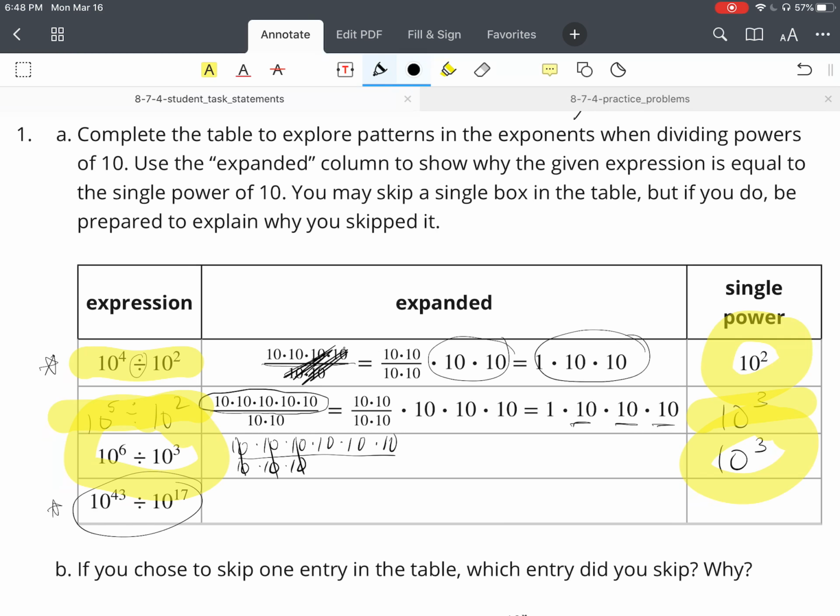So the question we want to ask ourselves, what is 43 minus 17? I'm a math nerd. I can tell you that's equal to 26. Because 17 of those 10s will cancel.